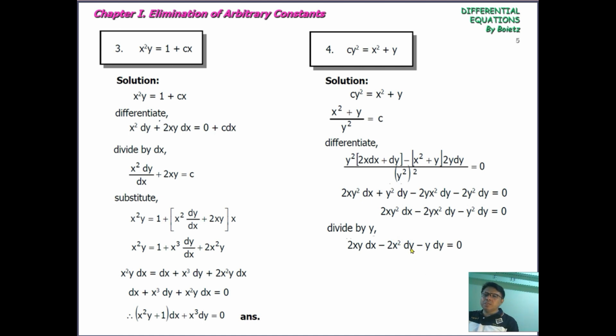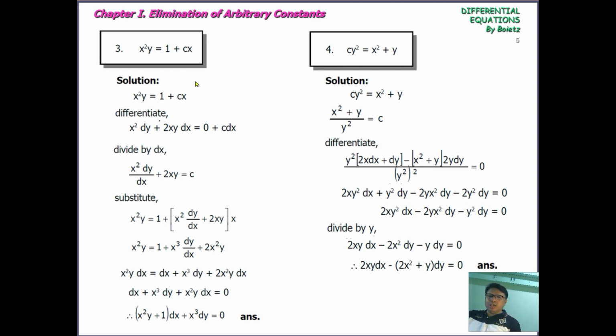Ito yon. Then pagsama-samahin natin yung parehas. So here we can factor out dy or negative dy. So 2xy dx minus quantity 2x squared magiging positive y plus quantity dy equals 0. And that is the final answer.